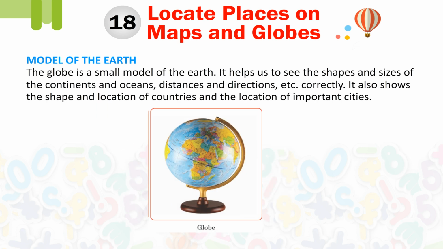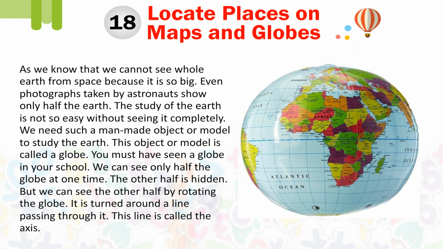Model of the Earth. The globe is a small model of the Earth. It helps us to see the shapes and sizes of the continents and oceans, distances and directions, etc. correctly. It also shows the shape and location of countries and the location of important cities. As we know, we cannot see the whole Earth from space because it is so big. Even photographs taken by astronauts show only half the Earth.